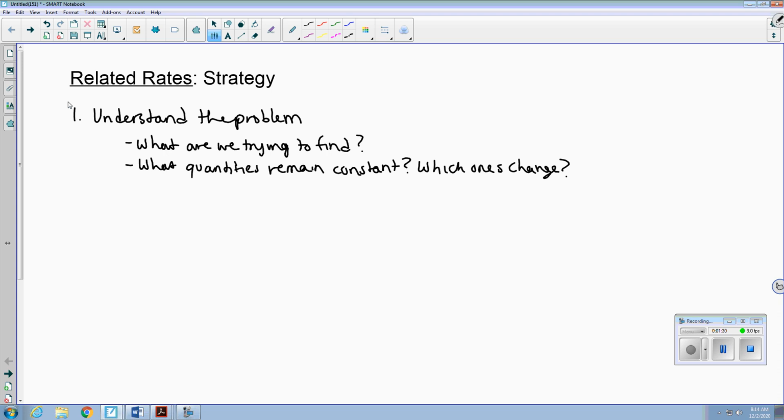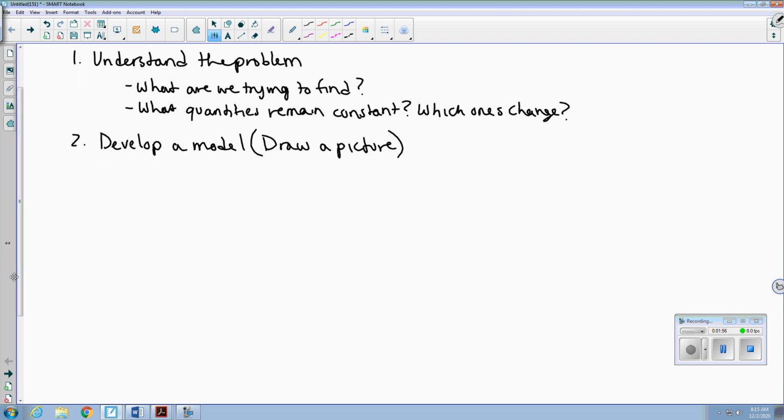So once we've understood those different aspects of the problem, the next thing that you may want to do, in some cases this is an unnecessary step, but a lot of times this does help, is develop some sort of a mathematical model. Meaning, draw a picture if you have to. Once we have our picture, if we would like one, we're going to move on to trying to determine what equation will relate all of these quantities. So find or write an equation.